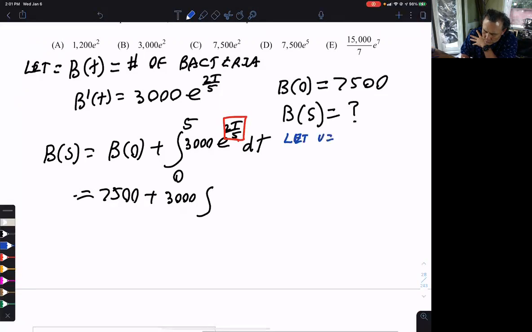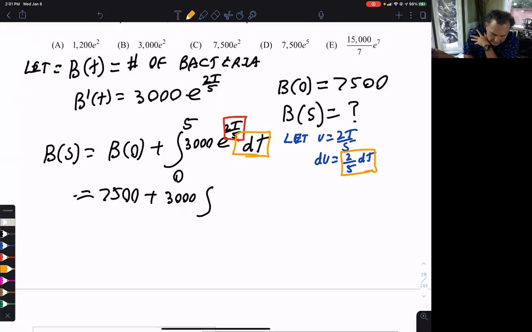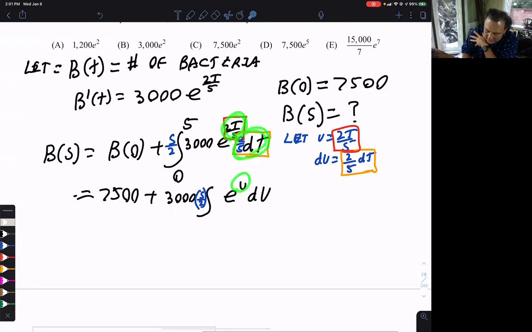So let u be 2t over 5. That makes du 2/5 dt. And here's my question. Do I have 2/5 dt right there? And the answer is no, but I can get it. How do I get a 2/5 right there? By doing this. Now I have a 2/5. So that 5 over 2 is now there. And so this is e to the u du. This red part became u, and this became du.